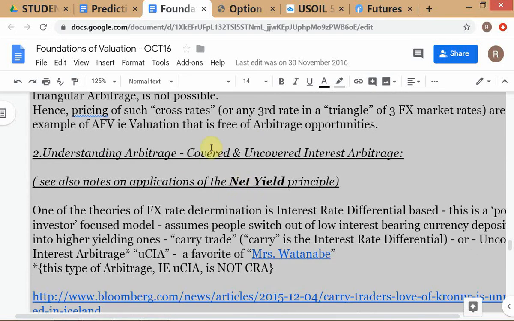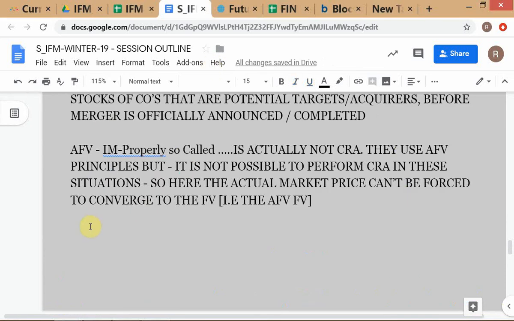That is also, I'm just giving you another example, which is uncovered interest arbitrage. I'm just giving you some examples; we're not going to explain everything. Also called a carry trade in FX markets. This is called a carry trade. Have you heard this expression, a carry trade?